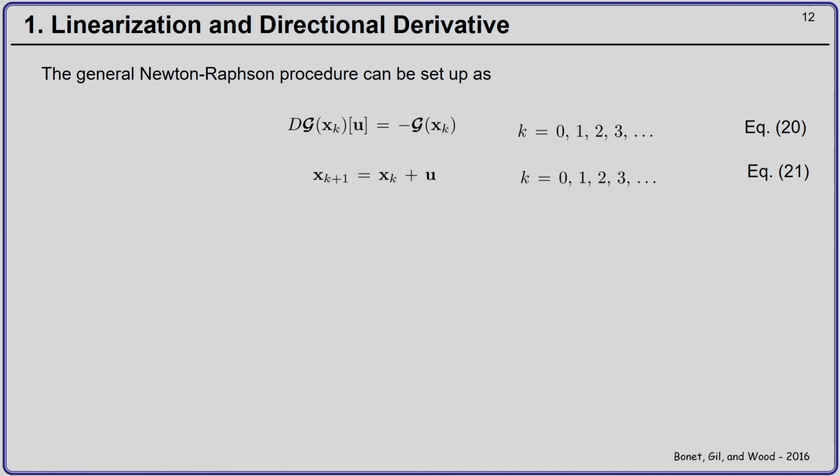Like previously, we replace x 0 by x k, a general kth step, and we want to solve the directional derivative of g at x k in the direction u equal to minus g evaluated at x k, where k goes 0, 1, 2, 3, and so on. Then the new solution x k plus 1 will be the old solution x k plus the direction u which has been computed from equation number 20. And then you iterate.